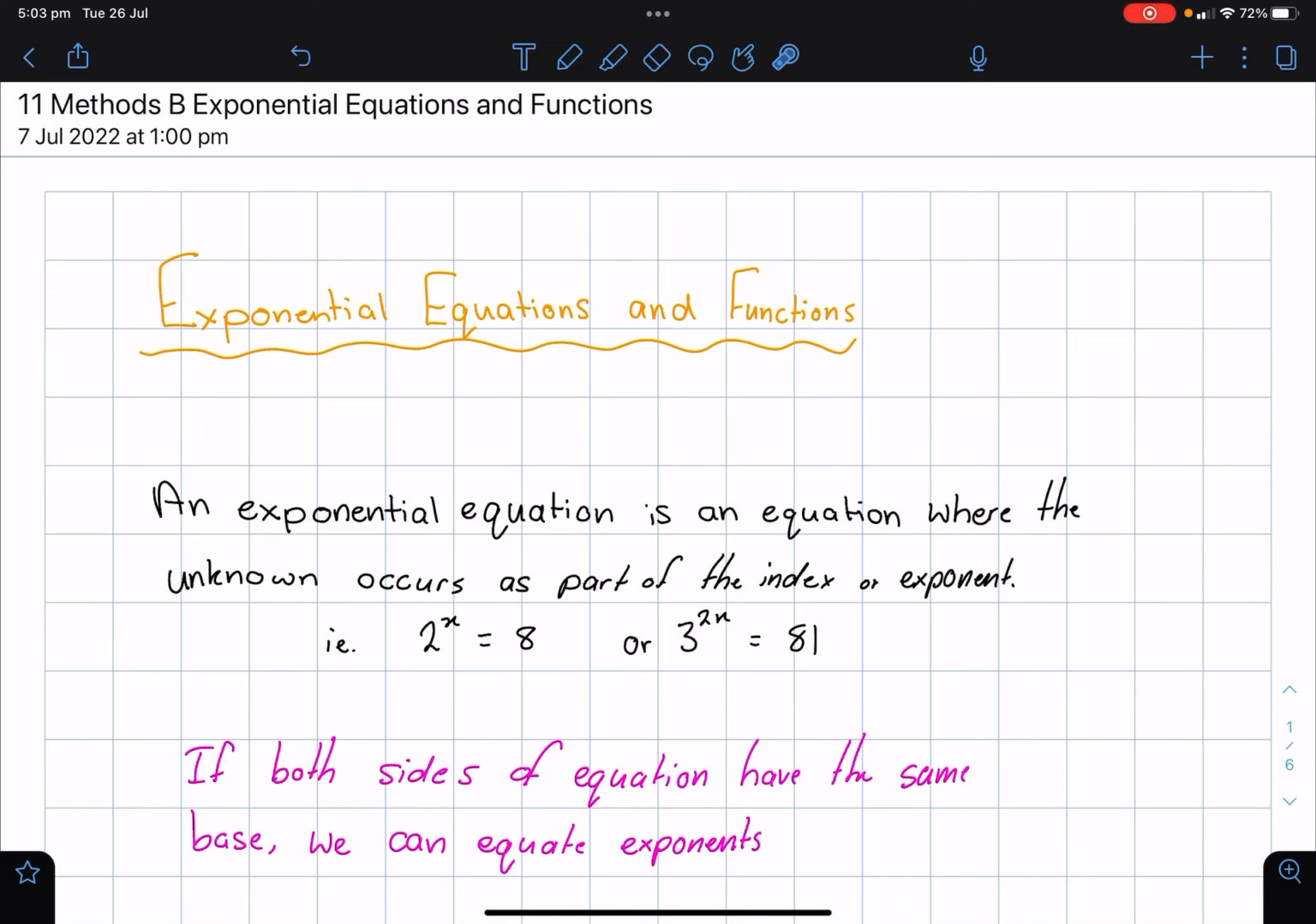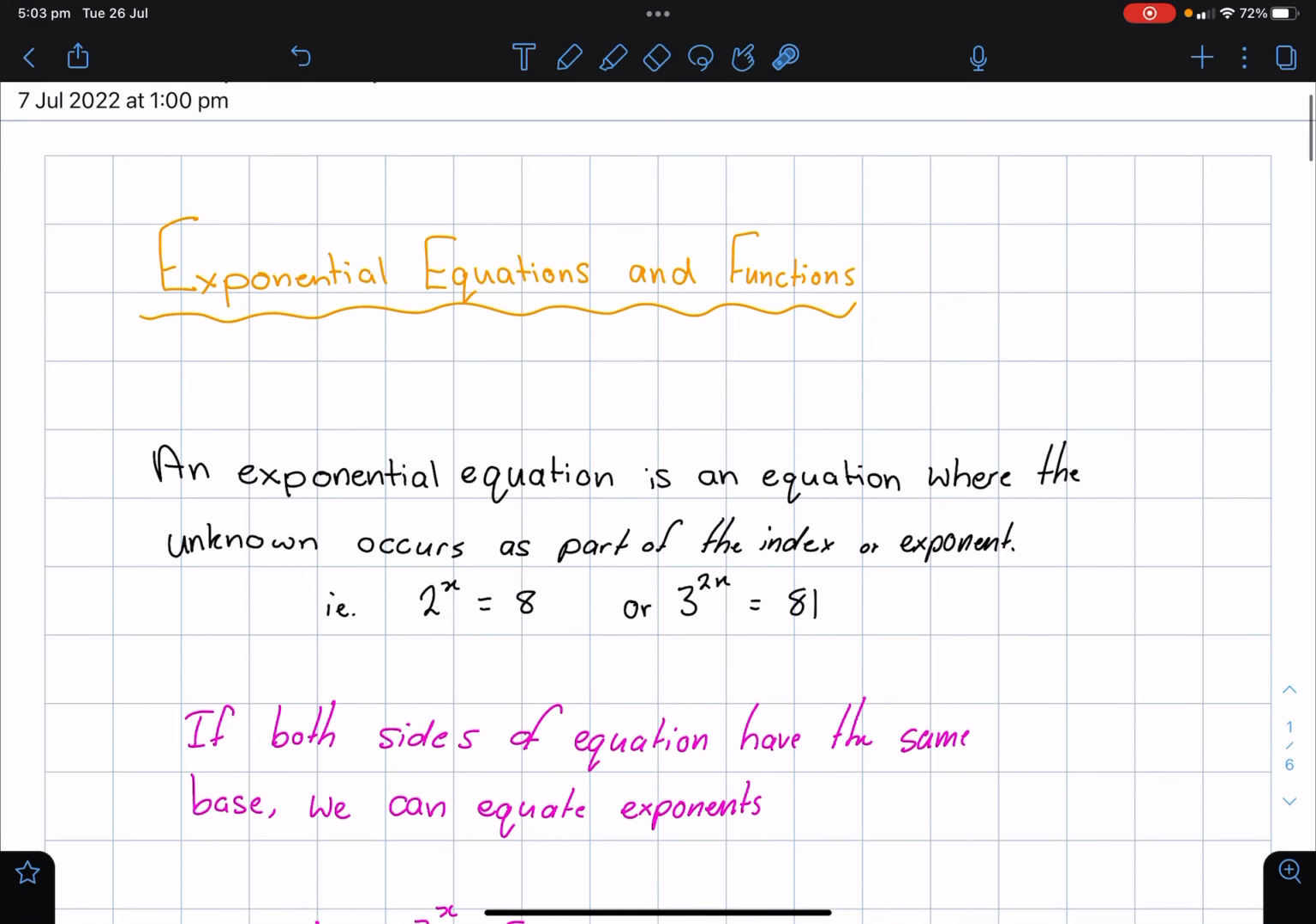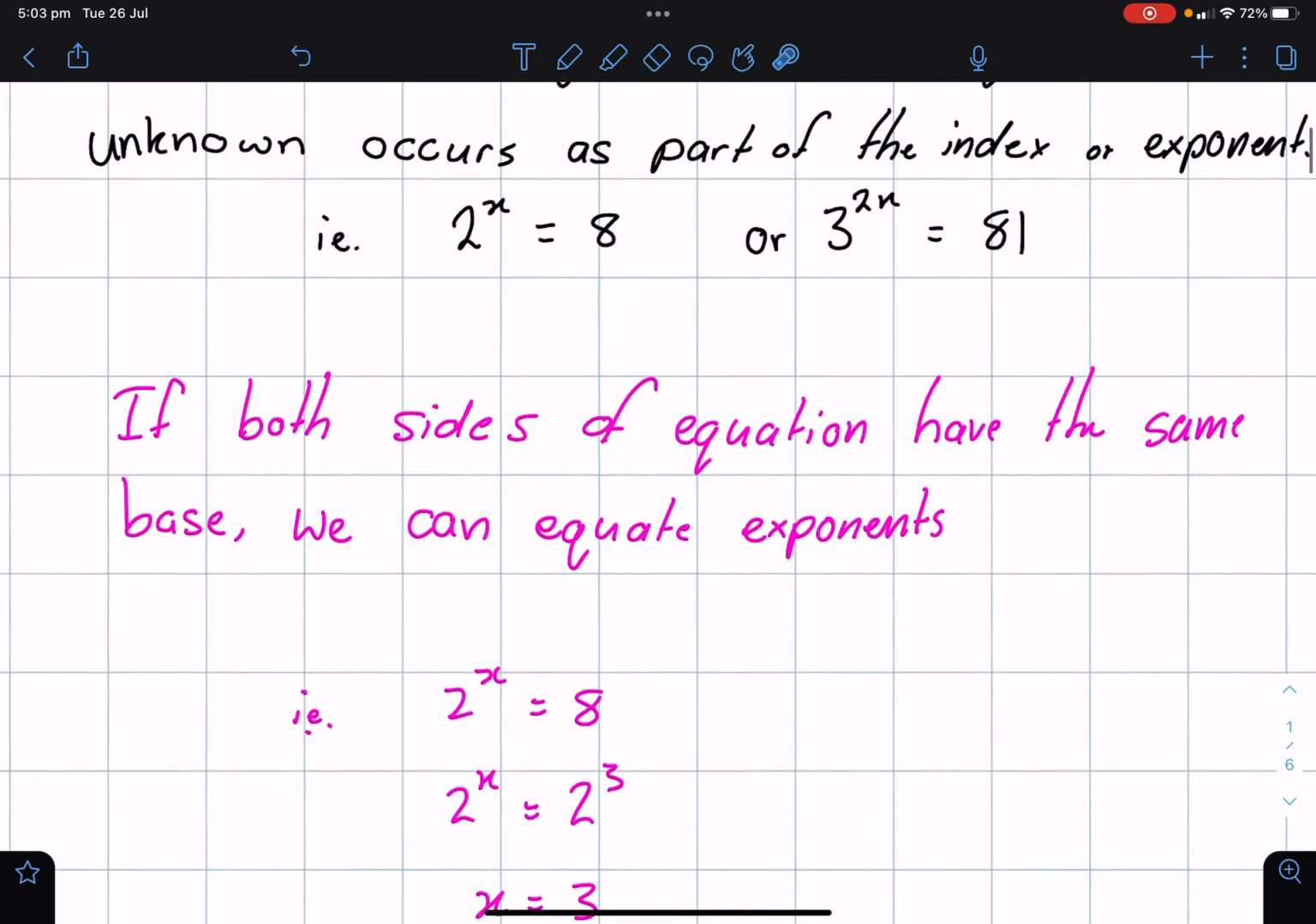So an exponential equation is an equation where the unknown occurs as part of the index or exponent. So something you guys have been exposed to recently. For example, 2 to the power of x equals 8, or 3 to the power of 2x equals 81. So a little strategy we can do, if both sides of the equation have the same base, we can actually equate the exponents. So I've got a nifty little example here.